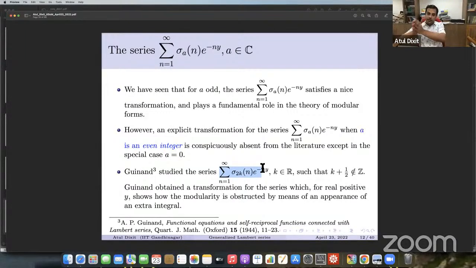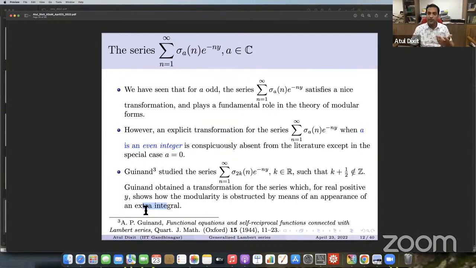which is in terms of, so what people do is, there are two lines of approach. One approach is that you take this and you try to see where the modularity is obstructed. So you try to get this transformed into something which has on the other side the same series with y replaced by some constant over y. But then you are having an obstruction due to modularity in terms of either an extra integral, which can be a line integral or a principal value integral, or you have some other obstruction.